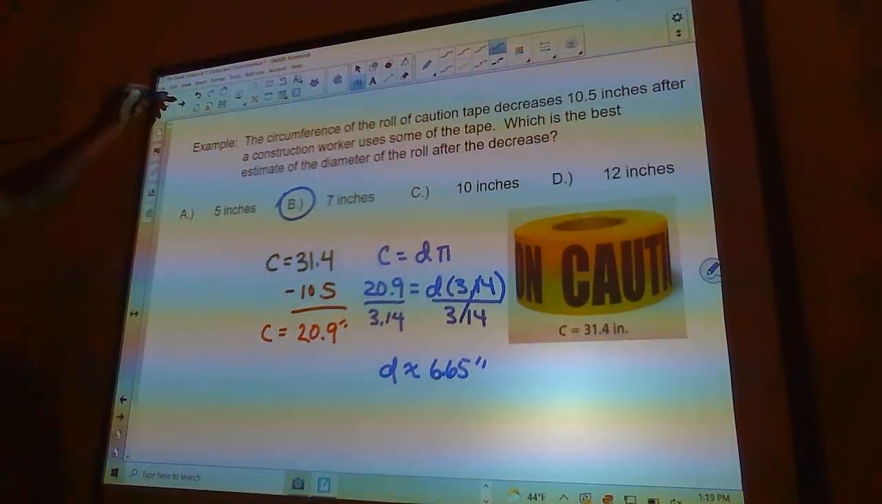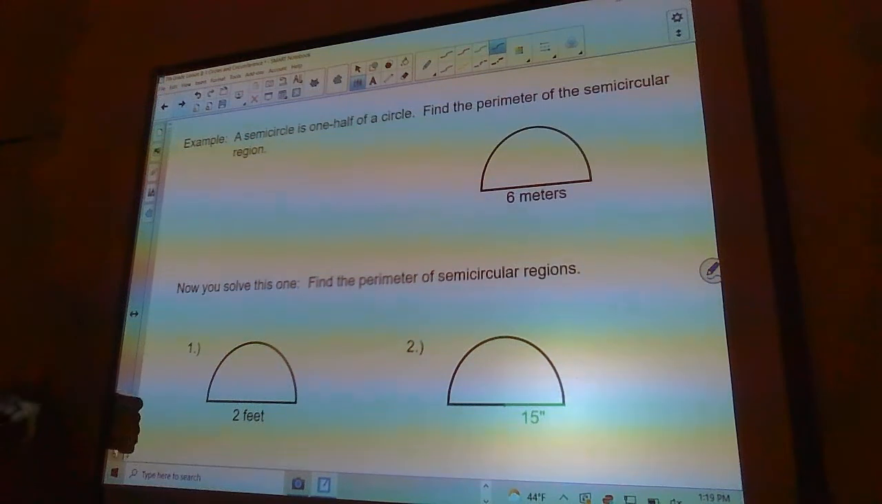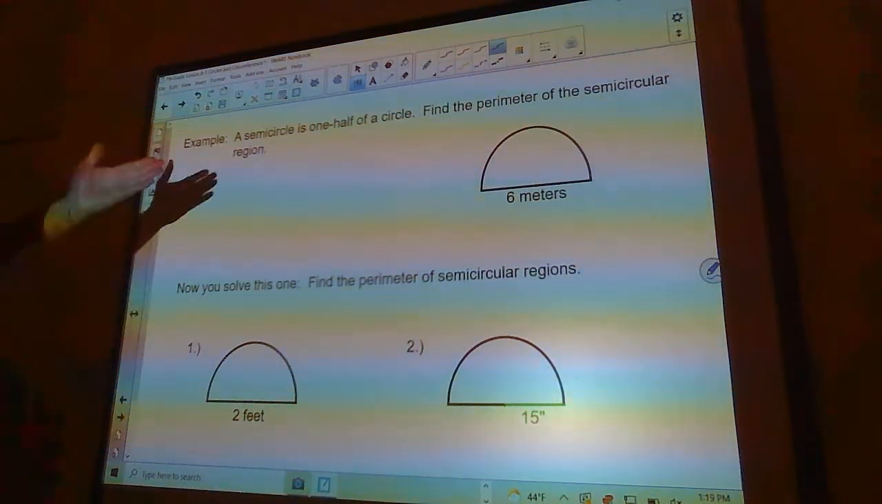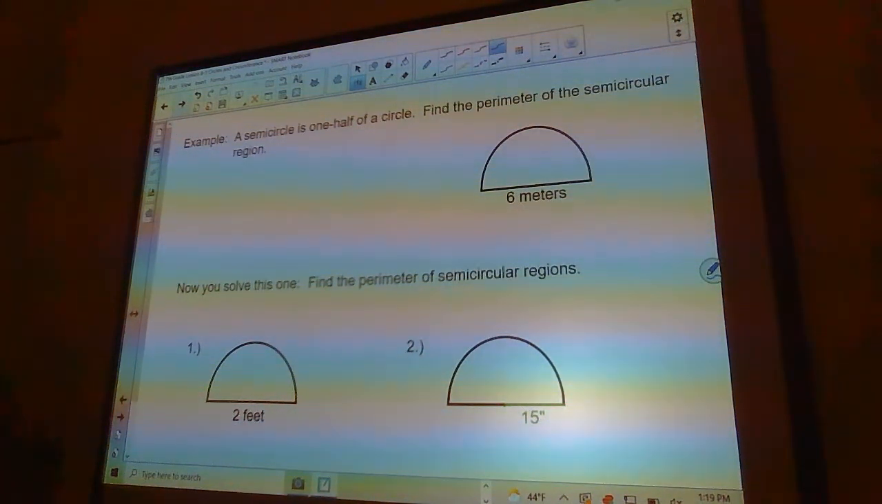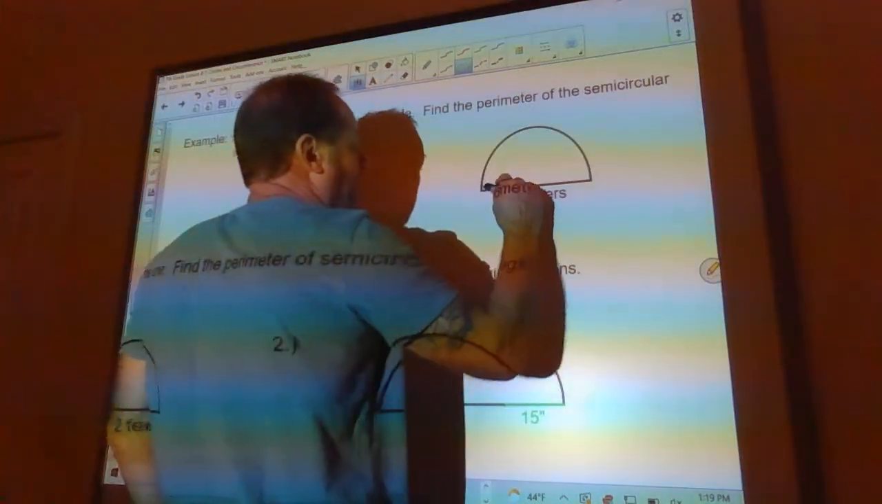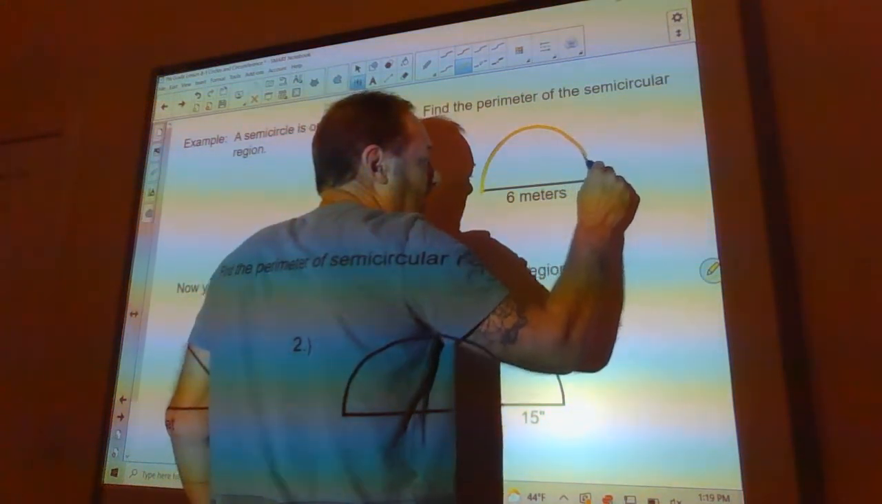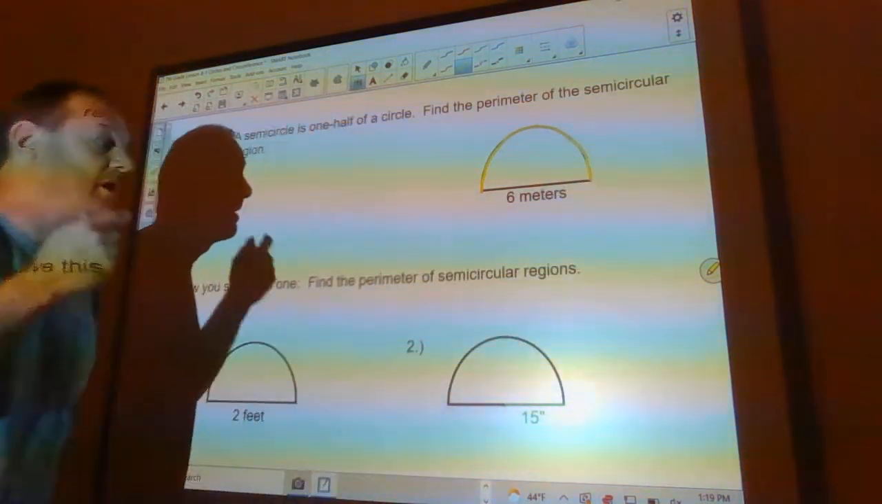Okay, this is called a semicircle. It's half of a circle. All right, the semicircle is a half of a circle. Find the perimeter of the semicircular region. Okay, so here's the thing: you've got this part right here, which is half the circumference of the circle.